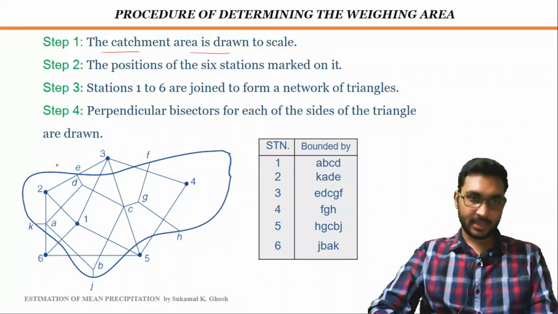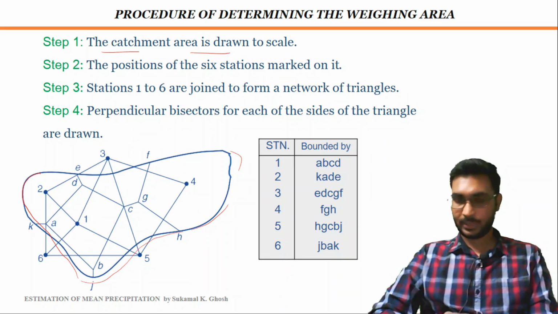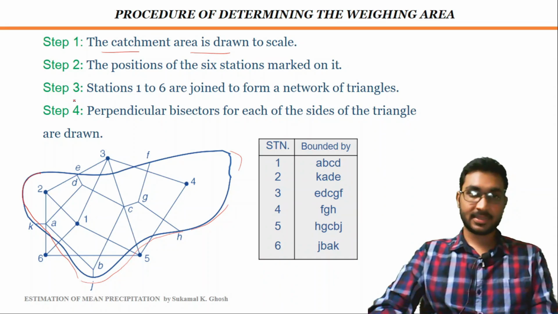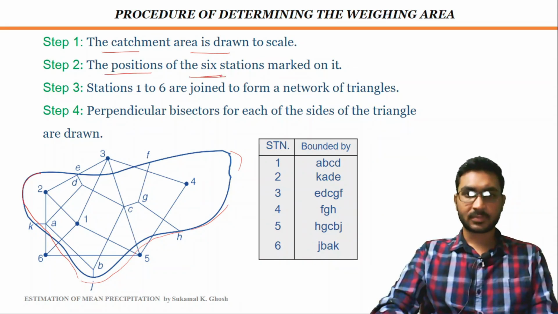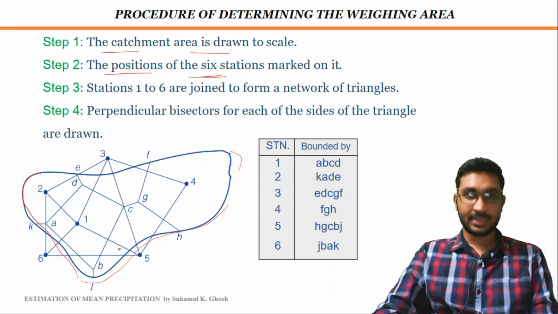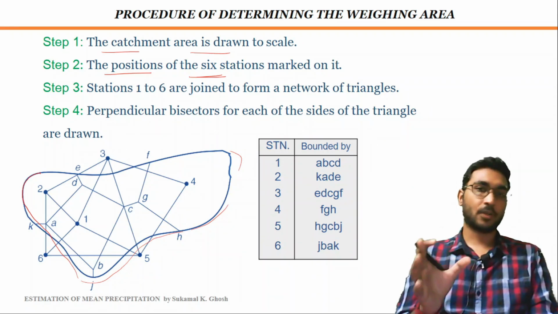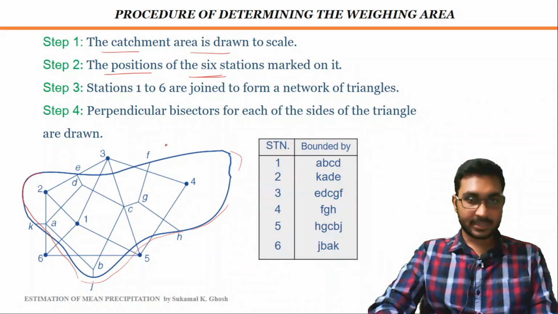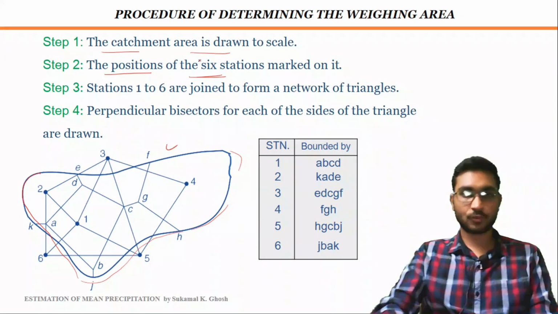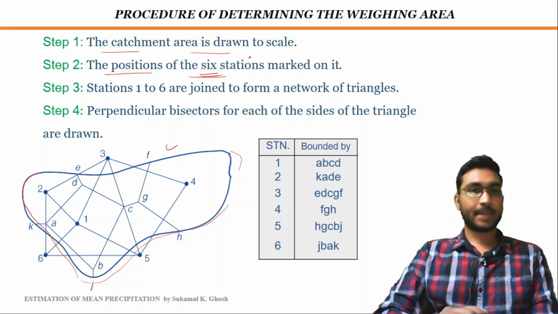Okay, so here see, this is the catchment area. This is the catchment boundary. So this needs to be drawn to scale. Now the second step is the positions of the rain gauge stations. Actually in this catchment area we have 6 rain gauge stations. The number of rain gauge stations a catchment area has, you need to mark those numbers in the catchment area. But for this particular case we have 6 rain gauge stations, so we mark these 6 rain gauge stations.